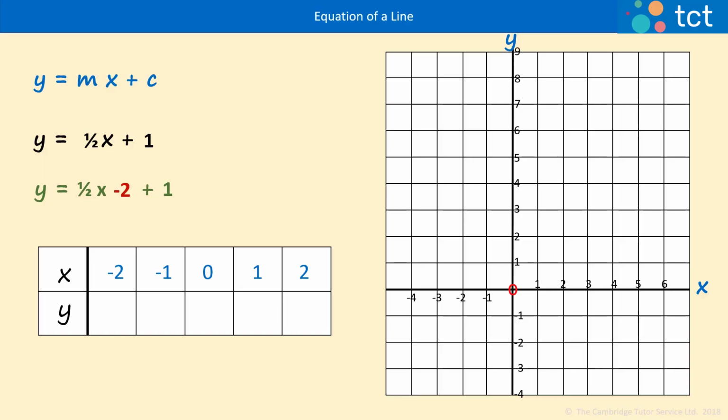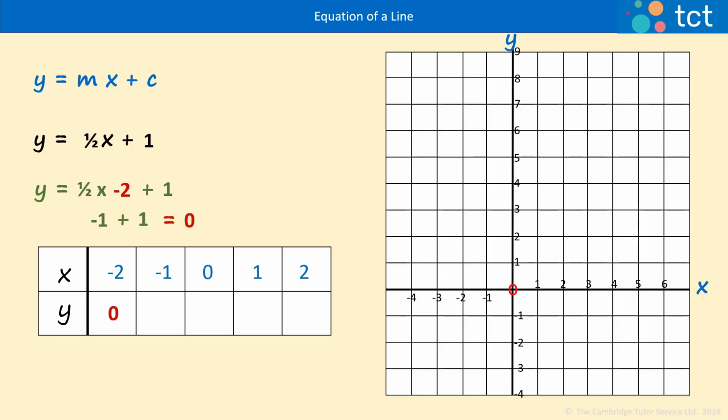If you remember the rules for multiplying and dividing with a mixture of negative and positive numbers, where one is a positive and one is a negative, the answer will be negative. If you have a half of 2, that's 1. If you have a half of minus 2, that's minus 1. Now we're going to add on 1. If you have minus 1 and you add on 1, that takes you to 0. So if x is minus 2, y is 0.